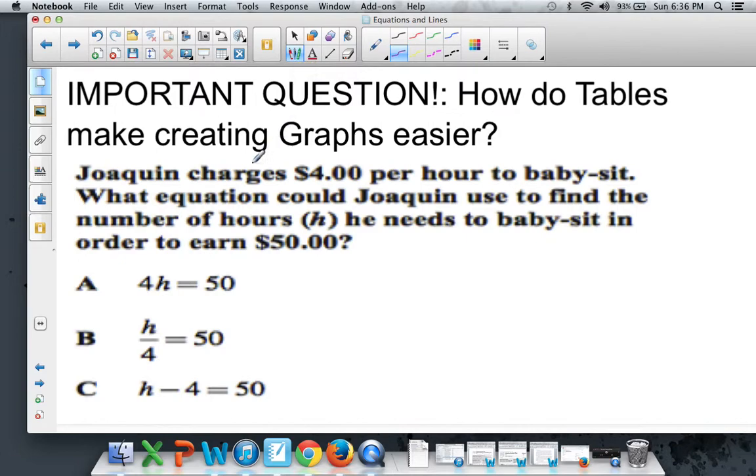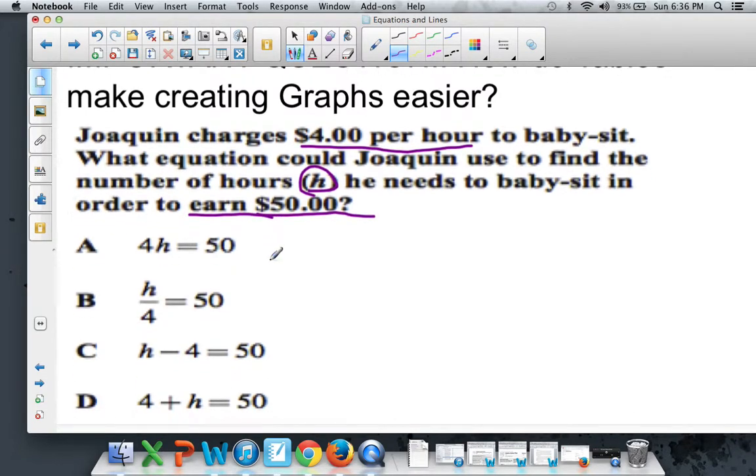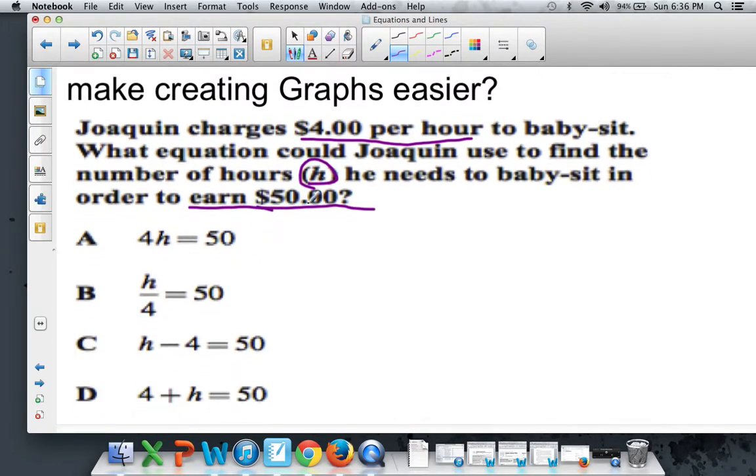Let's take a look at this problem right in front of us. Joaquin charges $4 per hour. That's important. To babysit. What equation could Joaquin use to find the number of hours he needs to babysit in order to earn $50? Earn $50 is your first easy clue. Earn 50, in other words, equals 50.